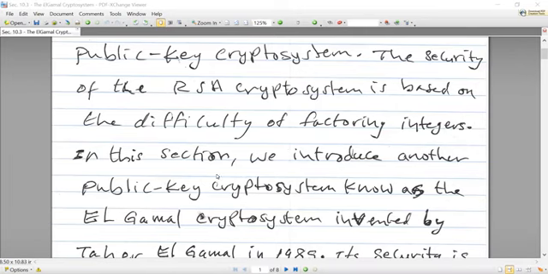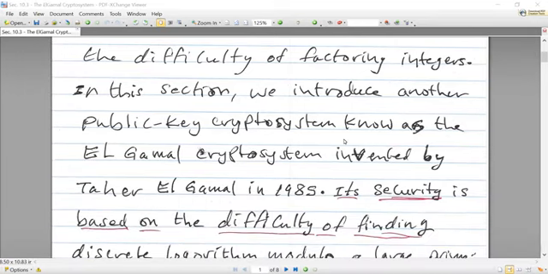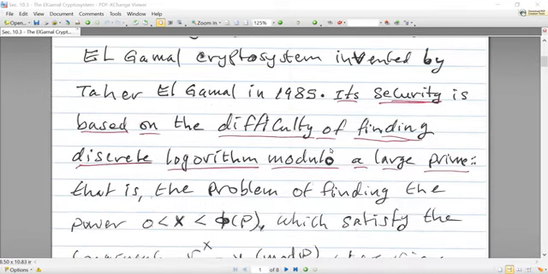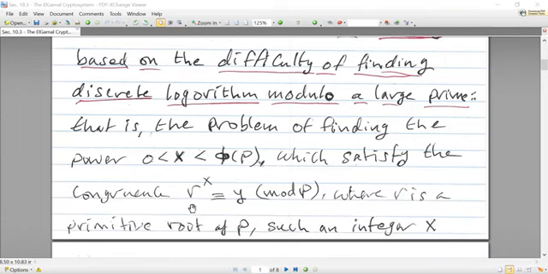And the security of this crypto system is similar in some sense to the security of the RSA crypto system, where the security of RSA was based on the difficulty of factoring integers. In other words, mathematics has failed to produce an algorithm that can factor large integers. This one, its security is based on the difficulty of finding what is called the discrete logarithm mod a large prime. That is the problem of finding the power x, where x is between 0 and the Euler's phi function at p, that satisfies this congruence relation.